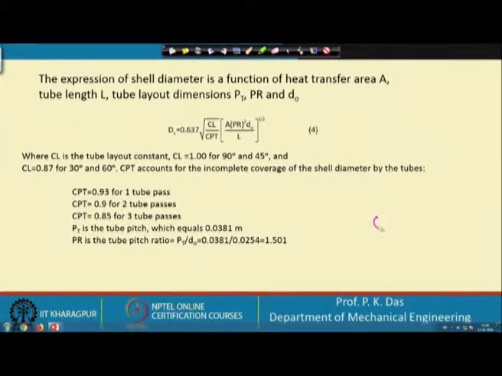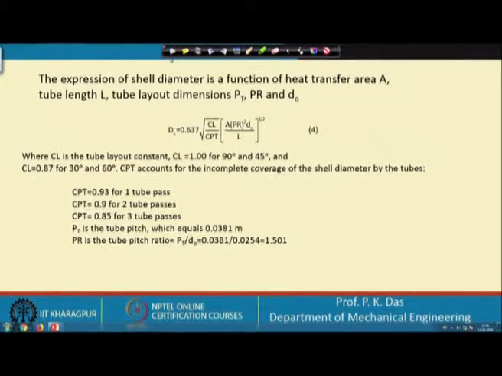So, how can I explain it? It is like this. Let us say one row of tube is something like this, another row of tube is like this, so probably here one tube we do not give, at the end we do not give. Towards the end generally it happens. So, this CPT accounts for the incomplete coverage of the shell diameter by the tubes, and CPT is equal to 0.93 for one tube pass. With more tube passes, the value of CPT will be lower, and CPT is equal to 0.9 for 2 tube passes, etc.